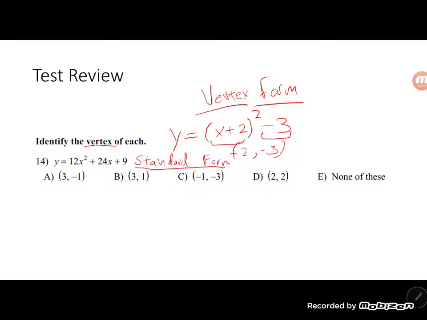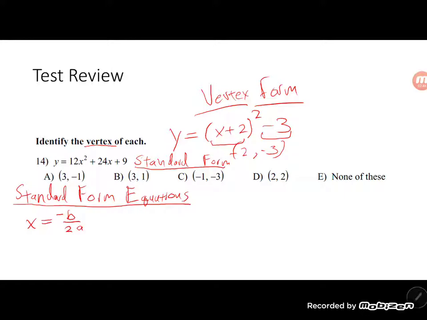Now, when we're working with standard form, there's one of two ways we can find the vertex. We can first find the x-intercepts, and then use the x-intercepts to find the vertex, or we can also go straight for the vertex with an equation that we have for standard form. So, for standard form equations, and I'll go ahead and write it down here, we can find the vertex with this equation. x is equal to -b over 2a.